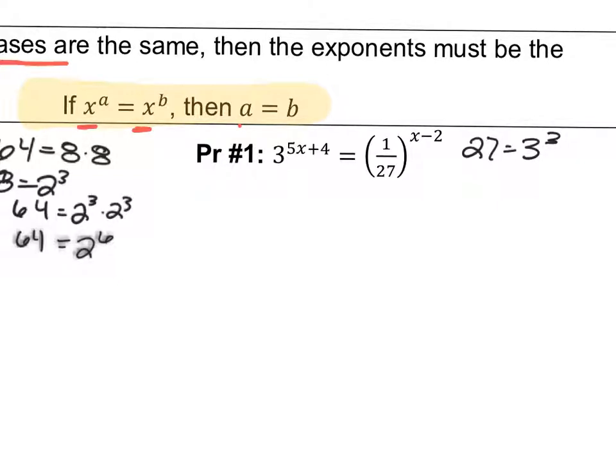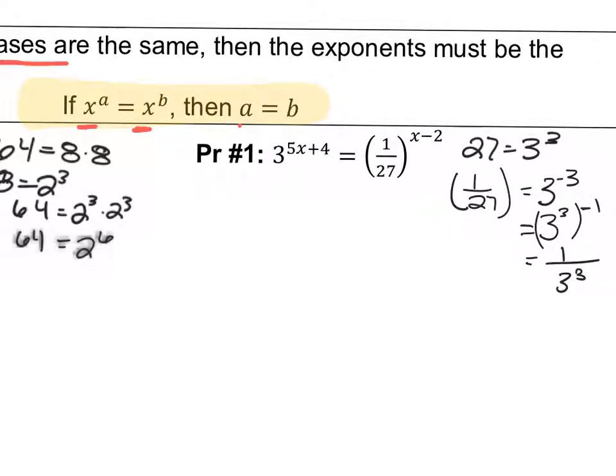But we have this 1 over 27. Again, we talked about that last time, but we need to write it with a negative exponent, because negative exponents are actually reciprocals. So to get 1 over 27, we need to write this as 3 to the negative 3. Because when we have this negative, we could also think of it as 3 to the 3 to the negative 1, which would make it the reciprocal, so 1 over 3 to the third. And that's where we get our 27. So we can rewrite this equation as 3 to the 5x plus 4 equals 3 to the negative 3 times (x minus 2).